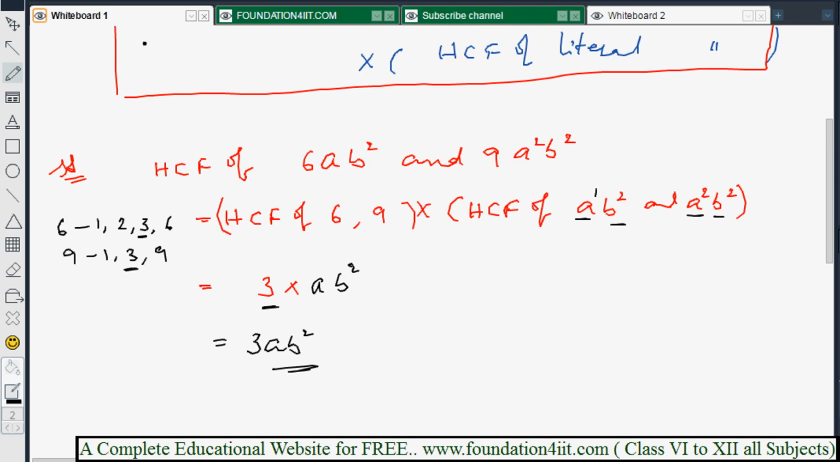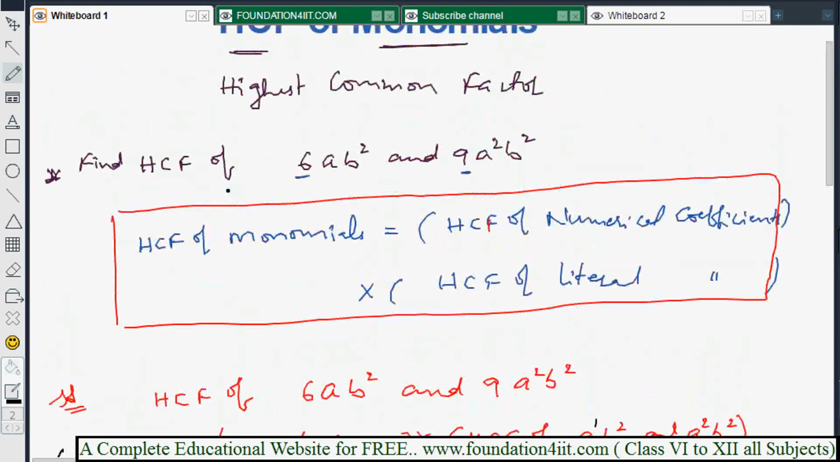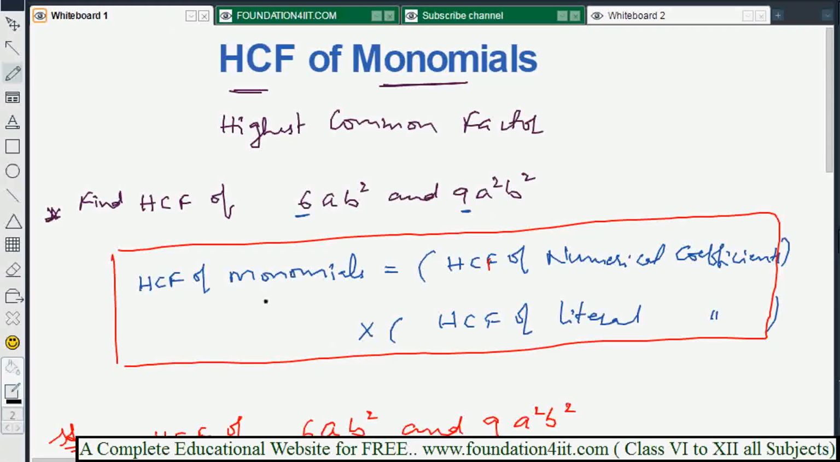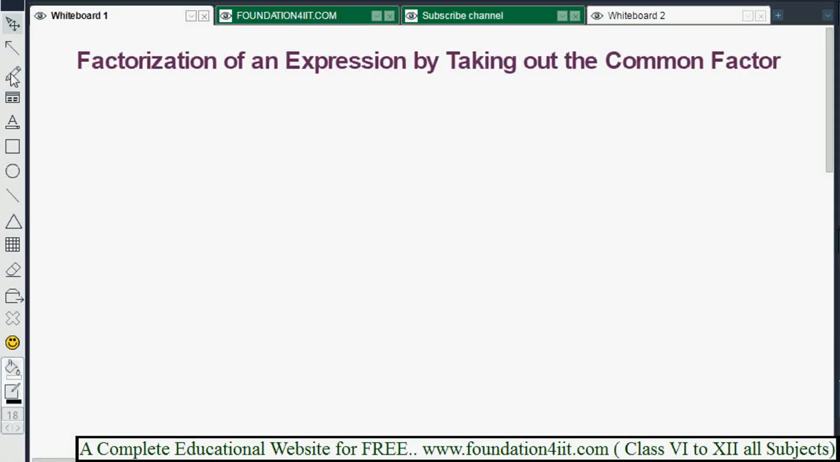When the terms are combined, I'll do the factorization of expressions by taking a common factor and finding the HCF. How to find the factors, I'll explain now. Here is the factorization of an expression by taking out a common factor. There are some methods. In this we have two cases, case 1 and case 2.